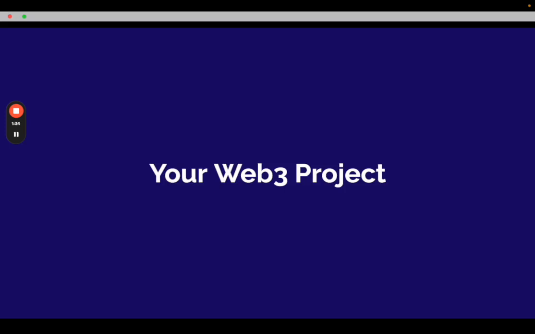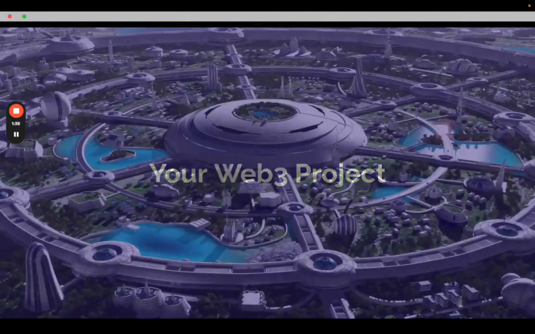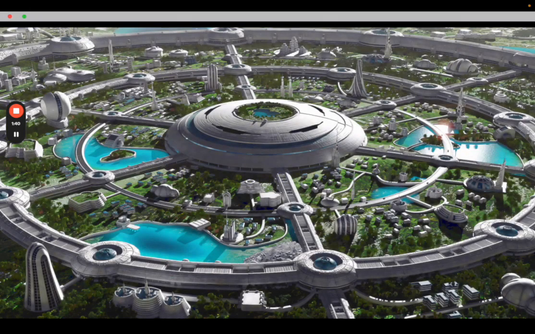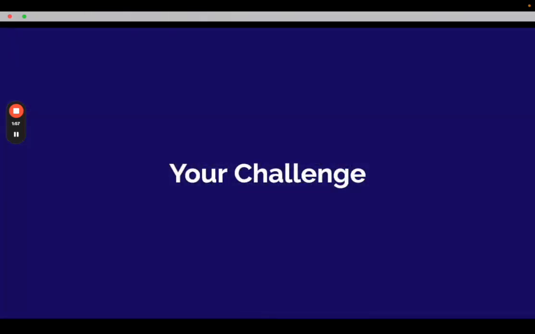All right, so let's talk about your Web3 project. Today, your Web3 project is tremendous. It's a beautiful, infinite garden. It's decentralized. It's got all the benefits of Web3. It's an idealistic, excellent place to run a decentralized app. However, there are parts of your Web3 project that are not as decentralized as you might like.